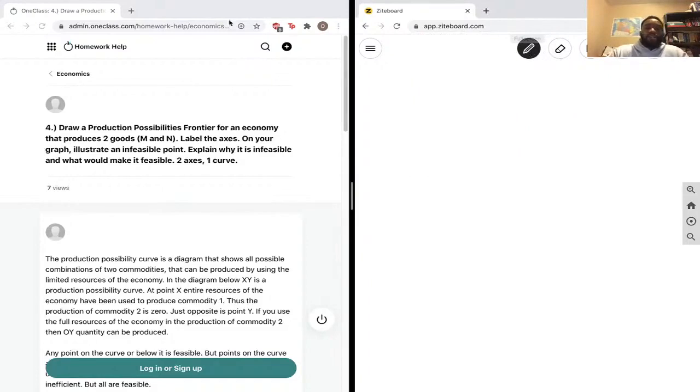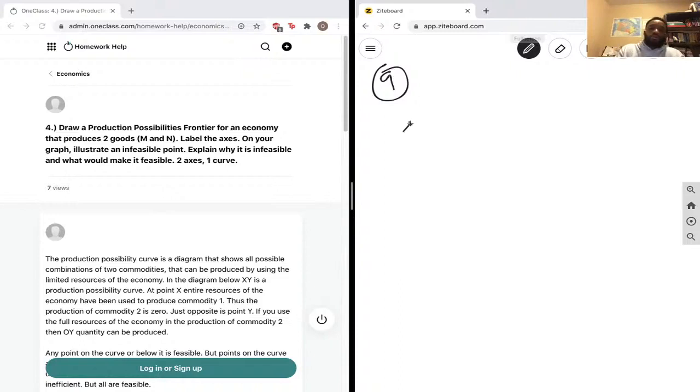On to question number 9. Draw a production possibilities frontier for an economy that produces two goods, M and N. Label the axes on your graph. Illustrate an infeasible point. Explain why it is infeasible and what would make it feasible. 2 axes, 1 curve.